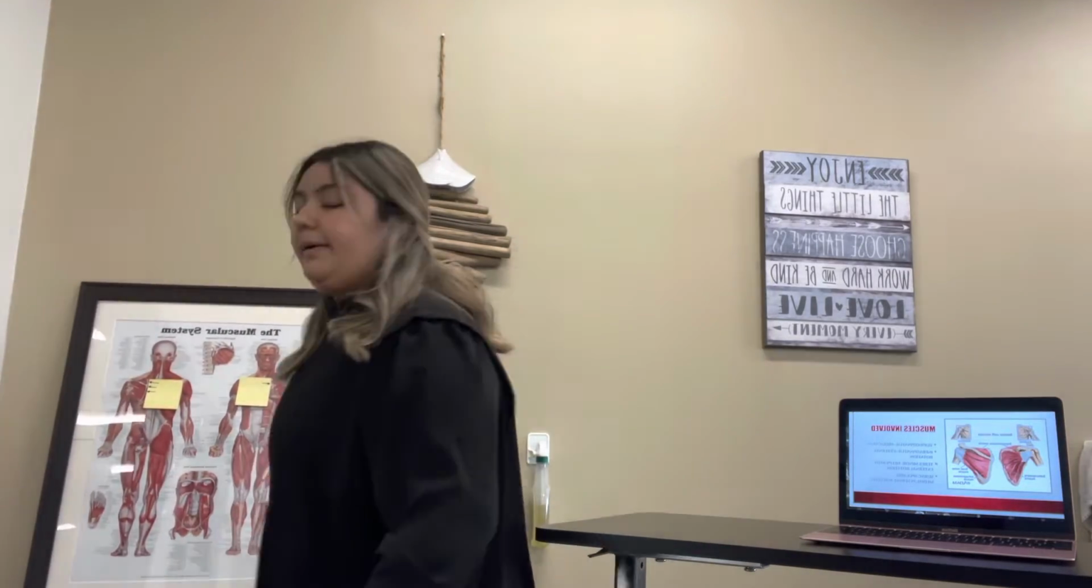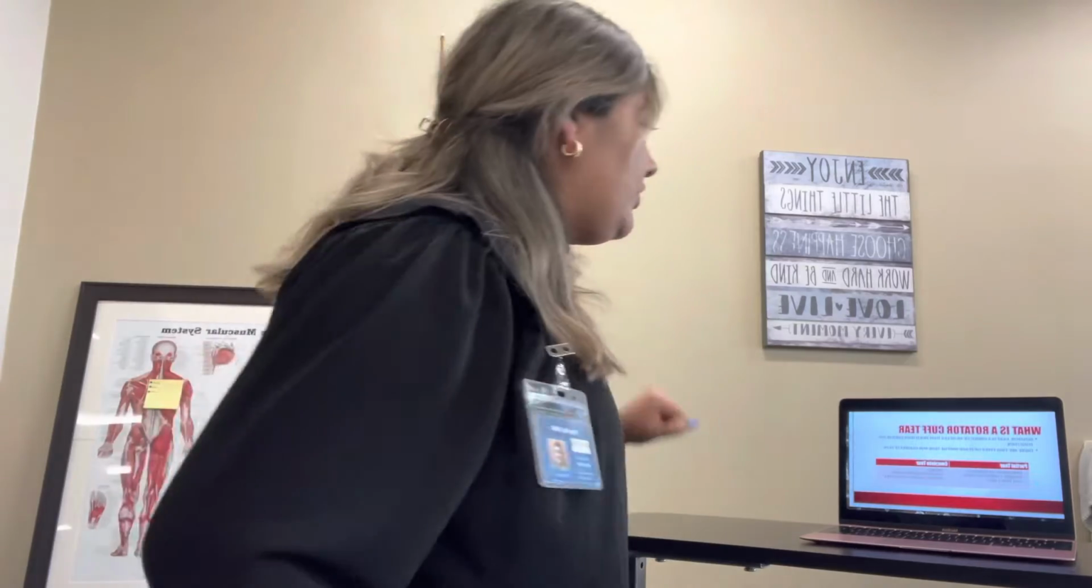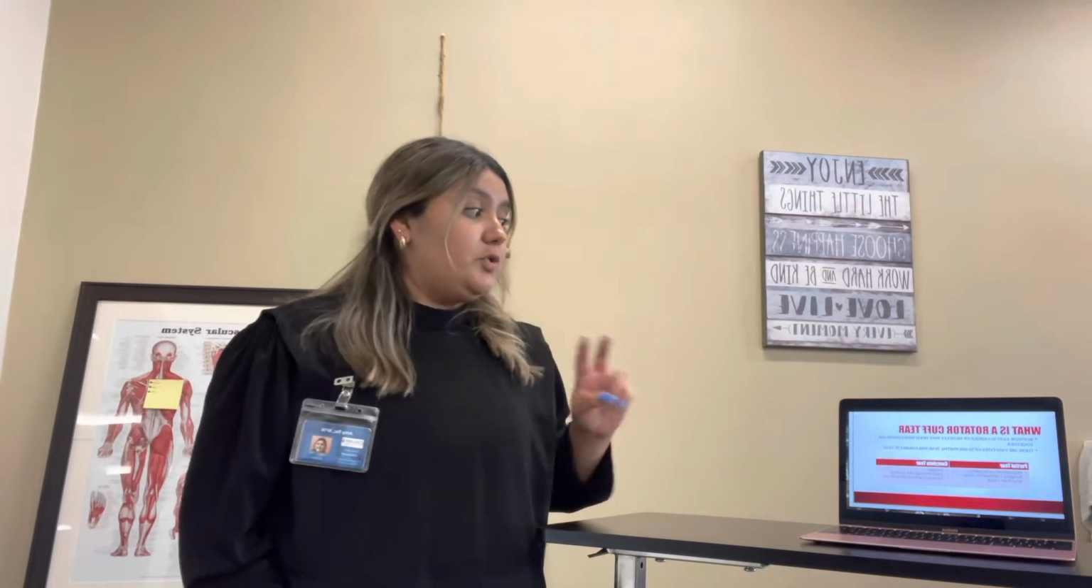All right, so we'll be passing this around so you can all have a look and see where they're located. So what is a rotator cuff tear? The tear is an injury, but the rotator cuff is a group of muscles, four of them, and these hold the shoulder blade together. There are two types of tears: it could either be a partial tear or a complete tear. Let's talk a little bit about the differences between them.